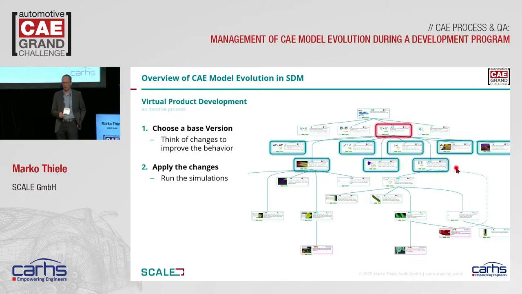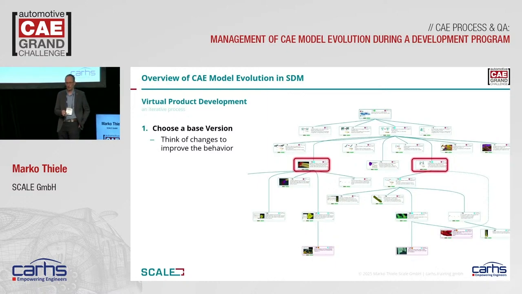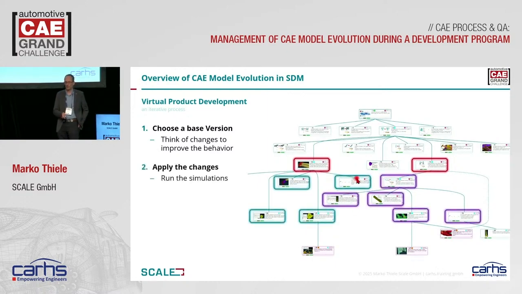And maybe this time we have one working on the roof structure here, and we have another person who's working on the floor structure, and both of them are improvements. So now I have 2 base versions for my next iteration. And in my next iterations, I'm creating other changes based on this version and based on that version.